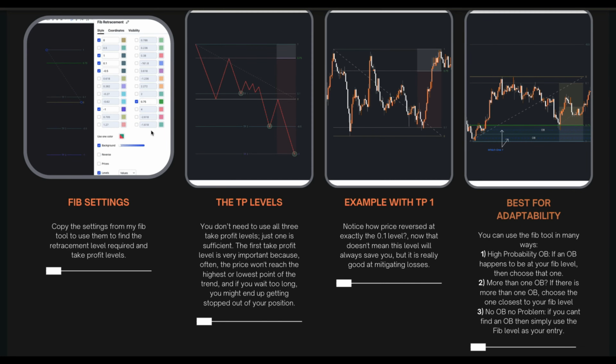Okay, so here are the fib settings that I want you to copy. Very important. Copy these settings. You will need them, because these are going to be our take profit levels that you could use. For our take profit levels, you don't need to use all three, just one is sufficient. I personally recommend that you use just one take profit until you've mastered the strategy and until you're more comfortable. And even now, I try not to use more than one take profit.